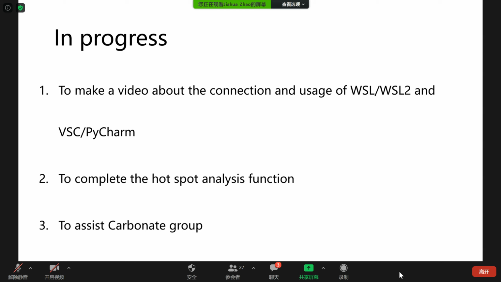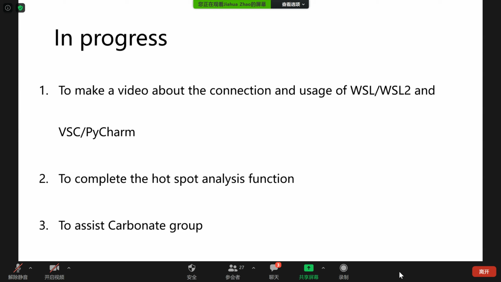And finally, we encourage people to assist the Kubernetes group, to help them with, for example, the data processing or the code, maybe the code running. So yeah, that's all. Thank you. If you have any questions, please.